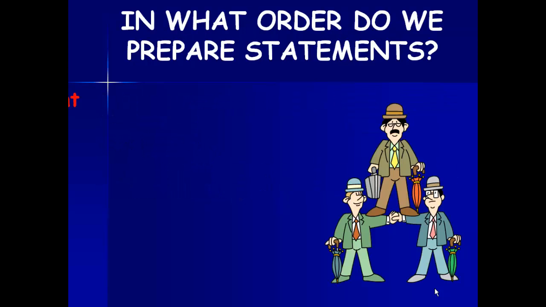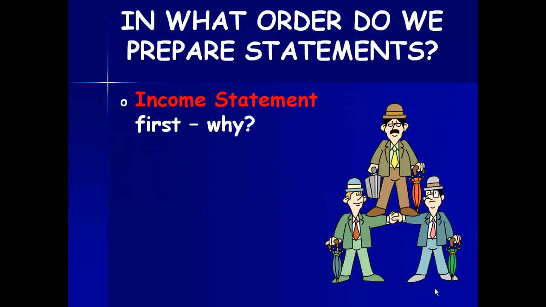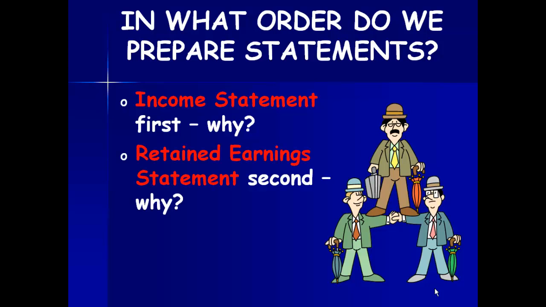All right, in what order do we prepare the statements? I think I've said this a couple of times. Income statement first, why? So we can calculate net income, and it can go on the statement of retained earnings. Do statement of retained earnings second, why? So we calculate ending retained earnings, so it can then go on the balance sheet. If you tried to do the statements in any other order, you would find yourself missing something. You would not be able to complete.